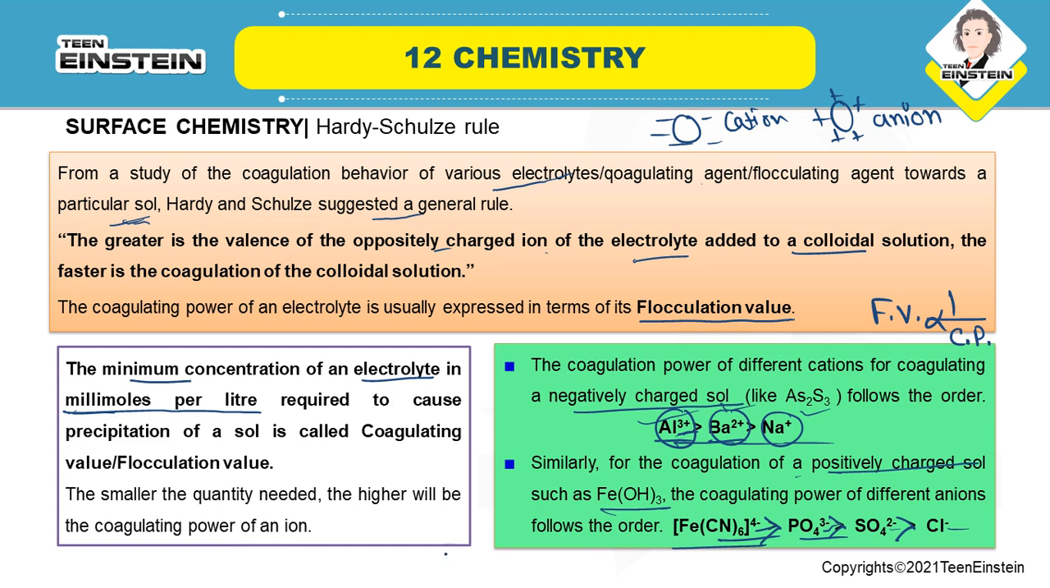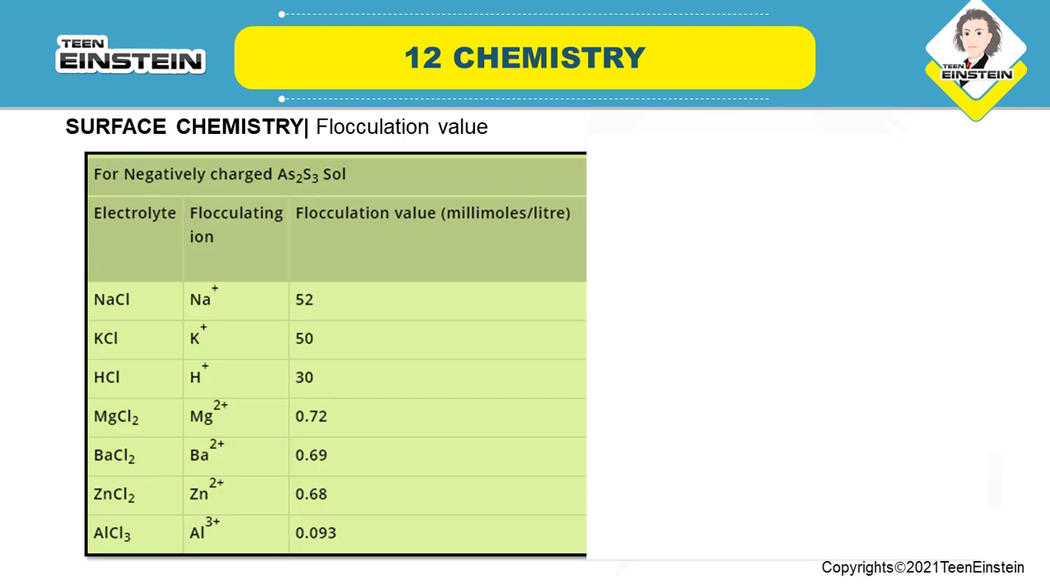Now Na+ will have maximum flocculation value, then Ba2+, then Al3+. Here we have some example values of flocculation value. This is the electrolyte and the colloid is As2S3. This is negatively charged. So obviously we will focus on the flocculating ion, which is the cation, because the sol is negatively charged.